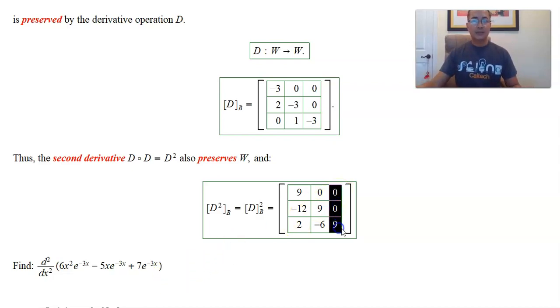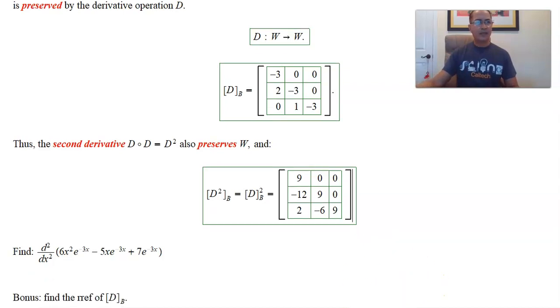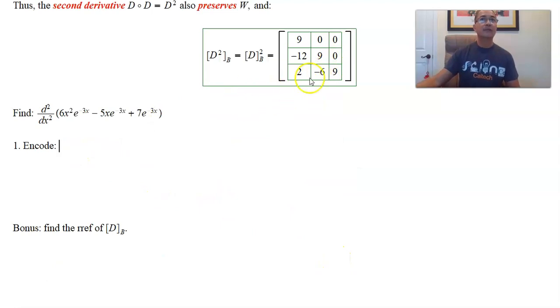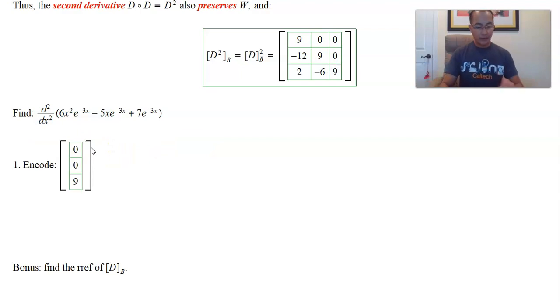How will we use this matrix? So remember the 3 steps: encode, multiply, and decode. Okay, so yeah, you know what? Let me not be lazy. Step 1, encode. We want to create a column matrix which represents this function. So that will be 6, negative 5, and 7. Remember, in this convention we are going from highest power to lowest power.